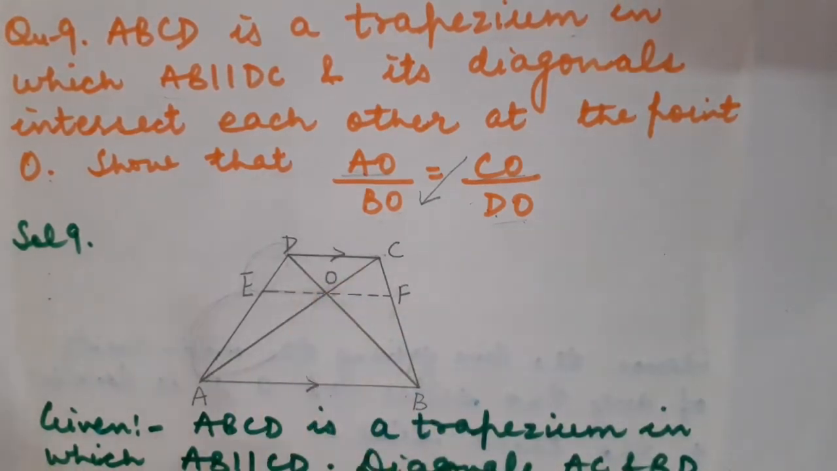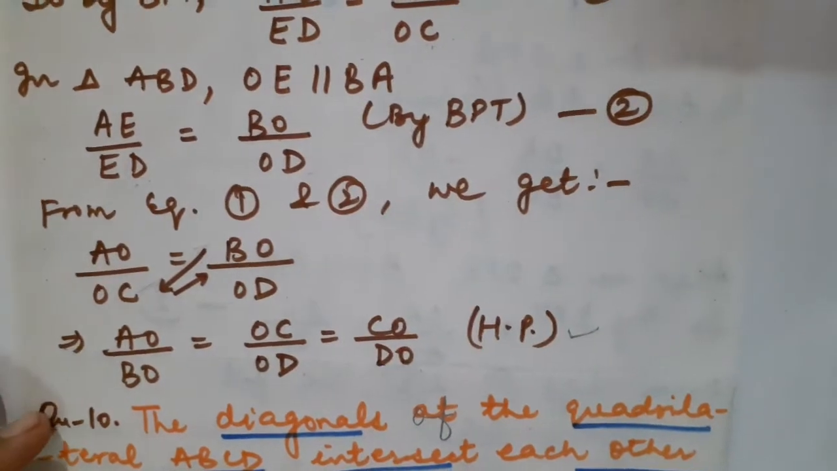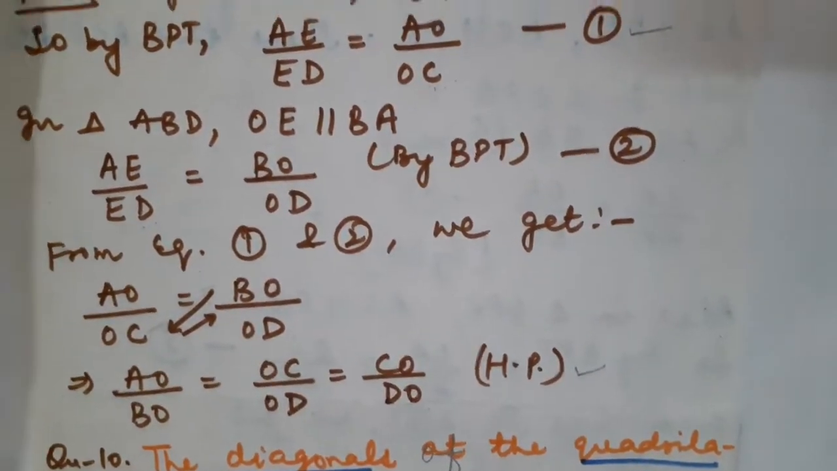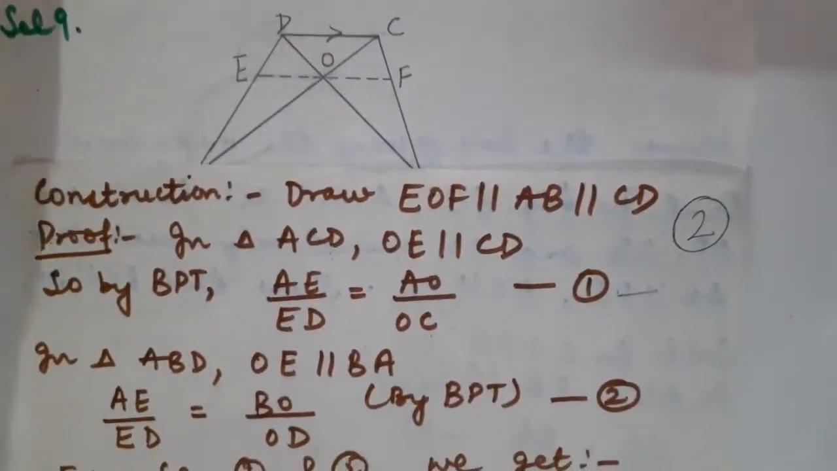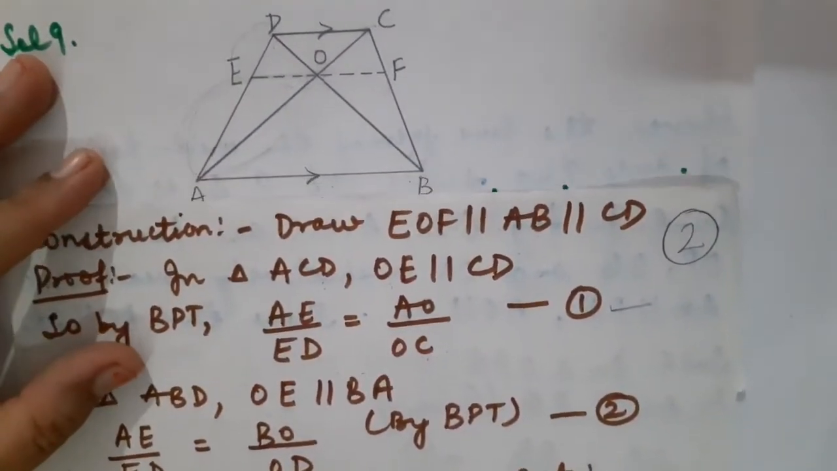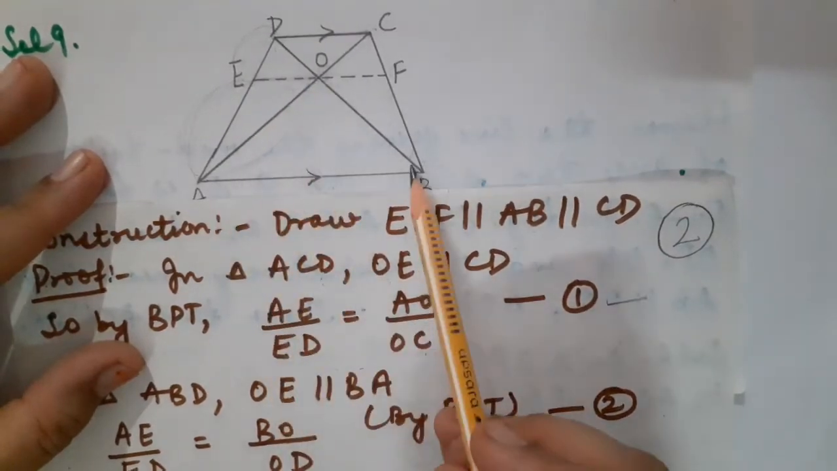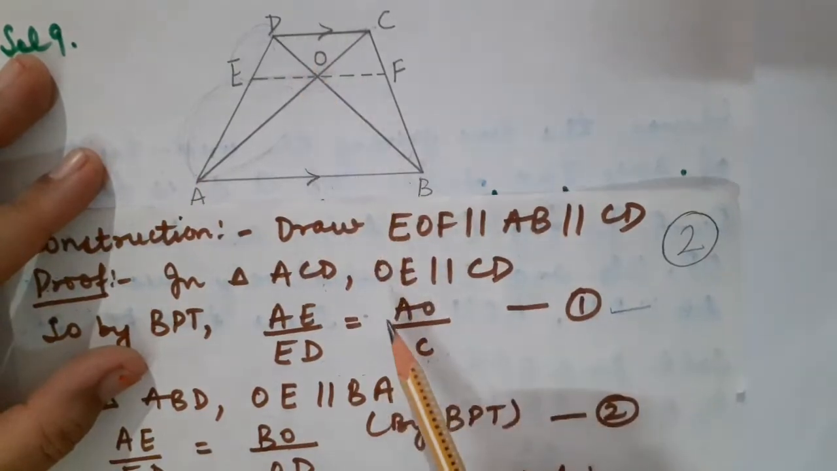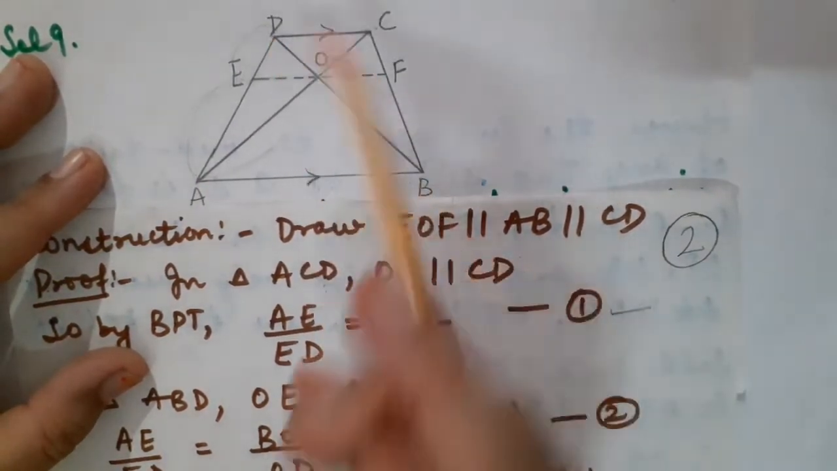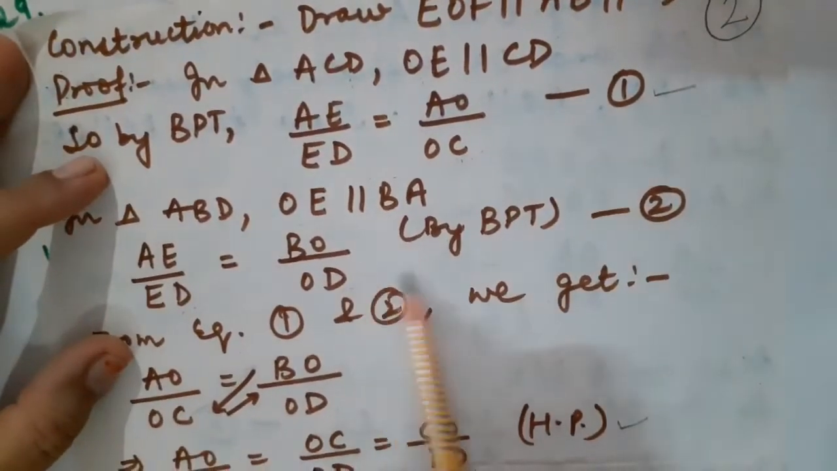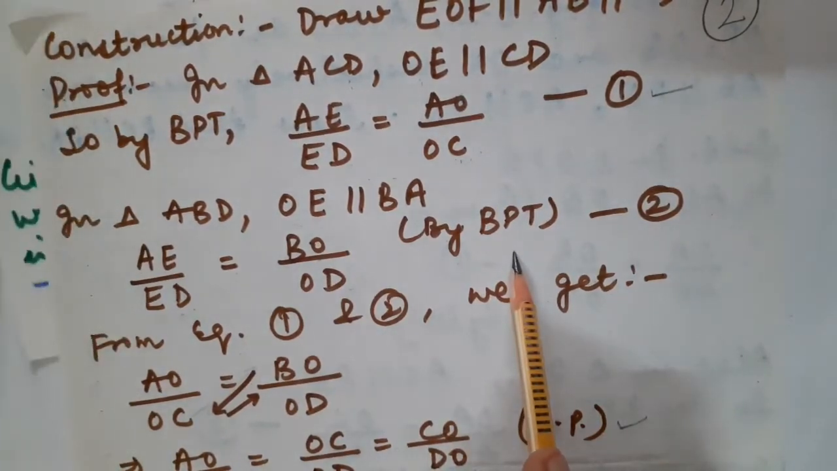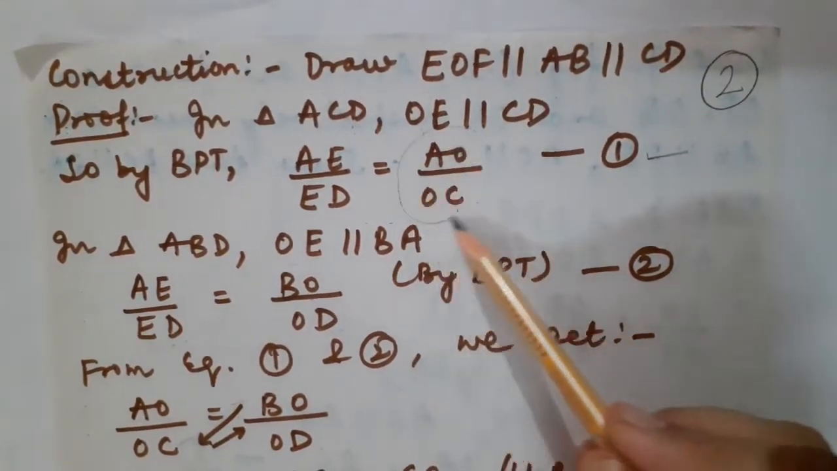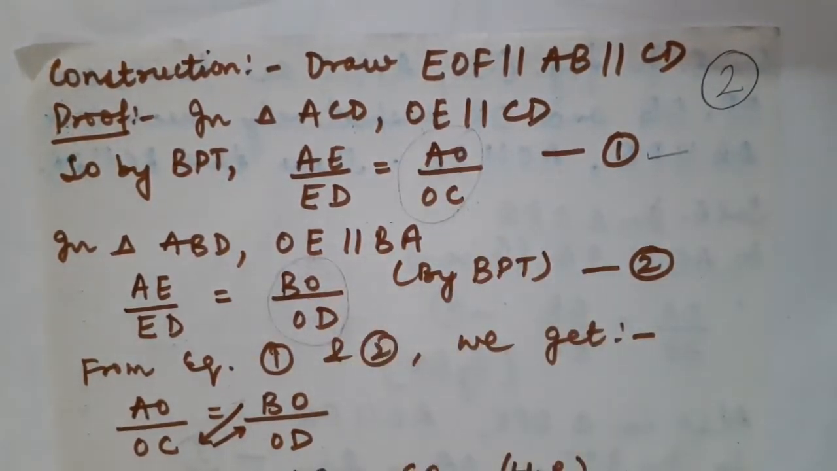Correct? Now just look here. In triangle ABD, as OE is parallel to BA, I can say that AE upon ED is equal to BO upon OD. The same thing is written by BPT. Now from equation number 1 and equation number 2, I observed that AO upon OC is equal to BO upon OD.